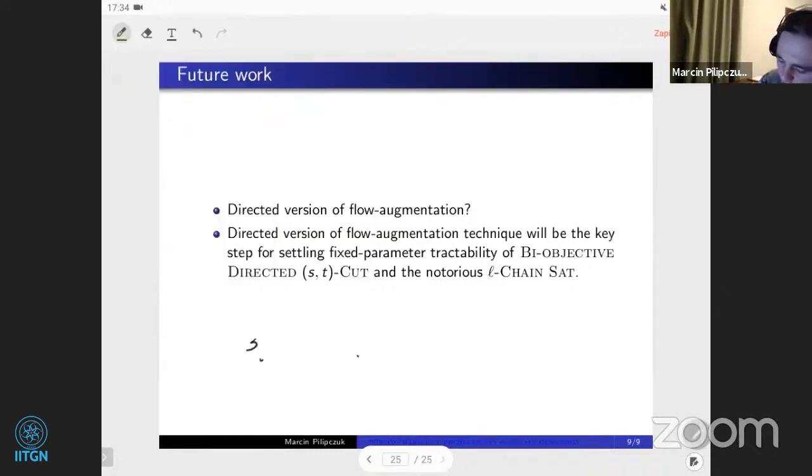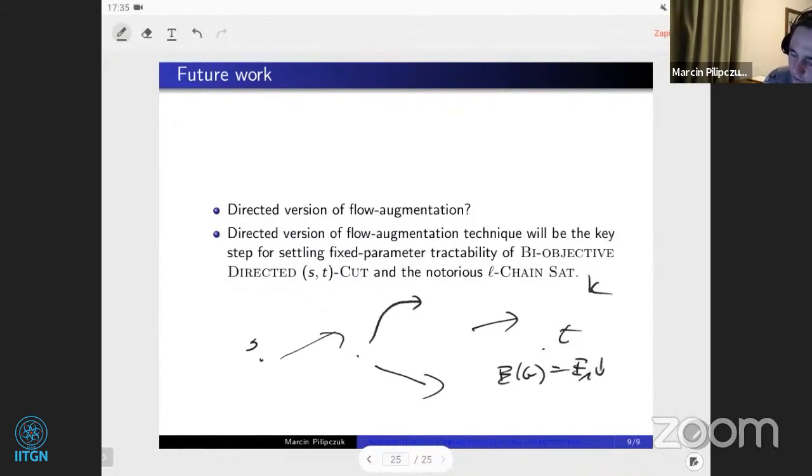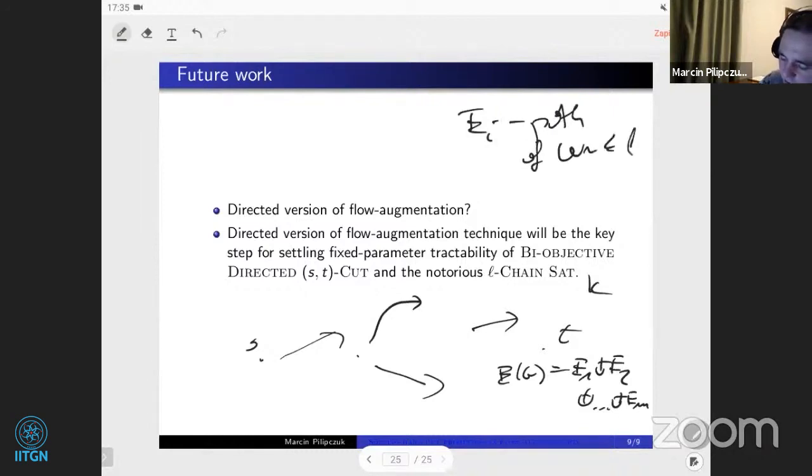So you have S and T, and you have a directed graph now. There's some budget K, but the edges of this graph are partitioned into paths, and each E_i is a path of length at most L, where L is a constant. So you can think of the edges of the graph as being in packs which make a path, okay?